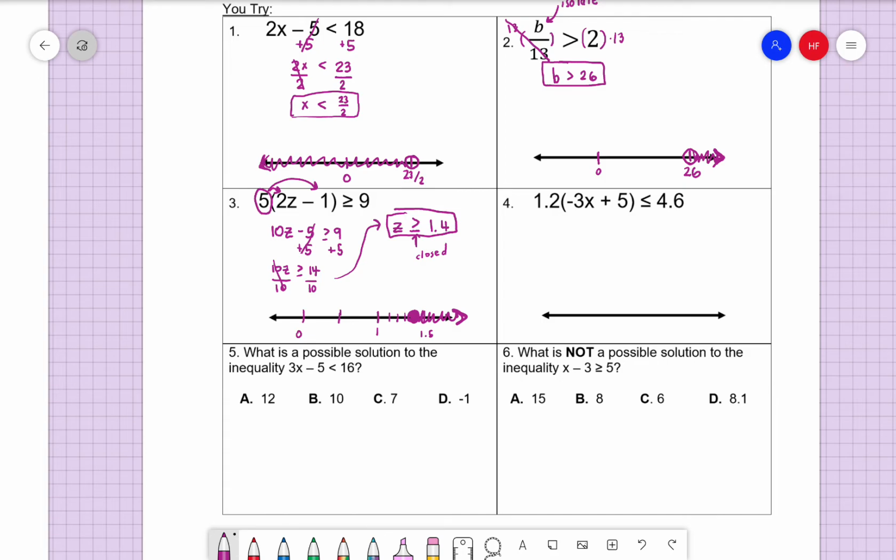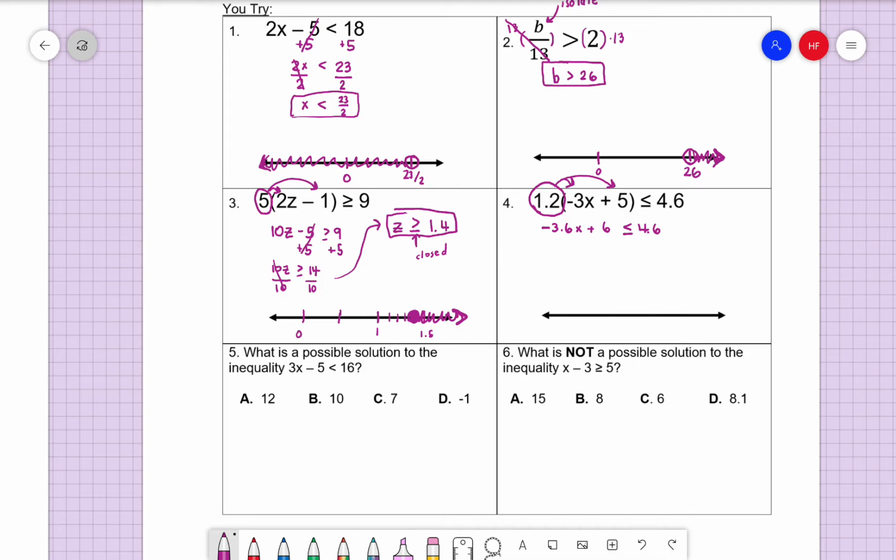Then on number 4, we're distributing this 1.2. So make sure I give y'all the right numbers. 1.2 times -3 is -3.6x. Make sure we're keeping that variable in there. Then 1.2 times 5 is 6, less than or equal to 4.6.